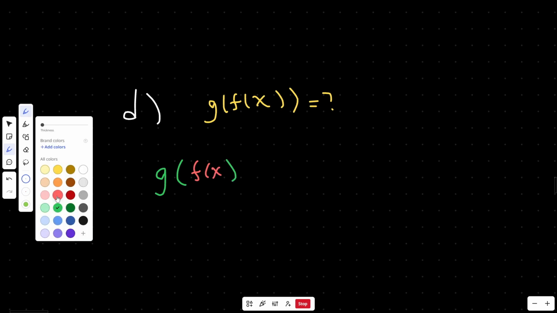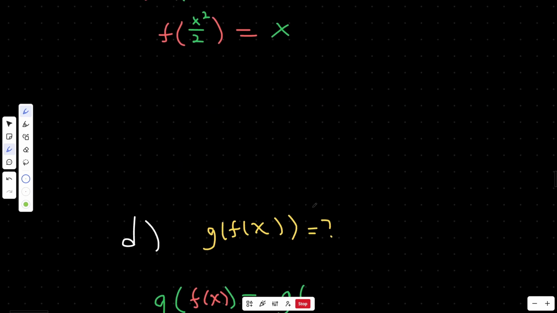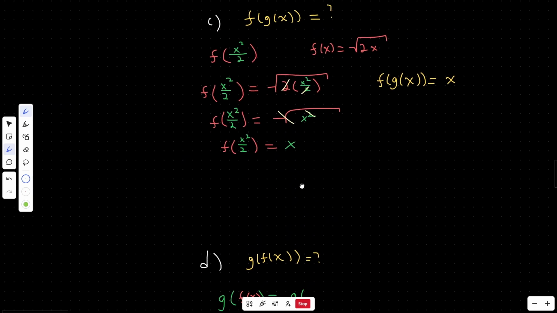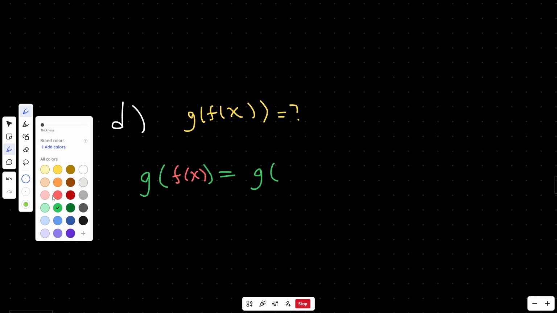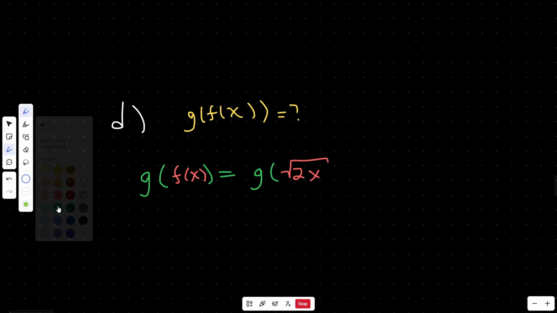And now we can just sub our function f of x into the input of our g. So this is going to become g of, let me actually write an equal sign here. g of, what is our function f of x? It's the square root of 2x. Perfect. So we can say the square root of 2x. And that is our function f.